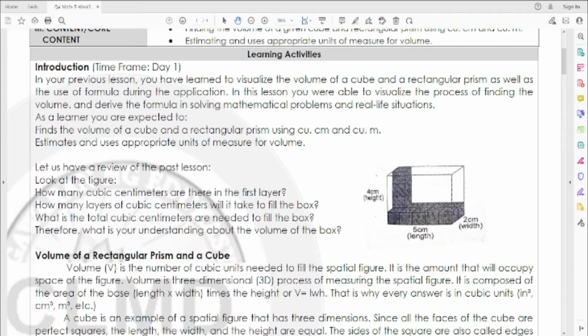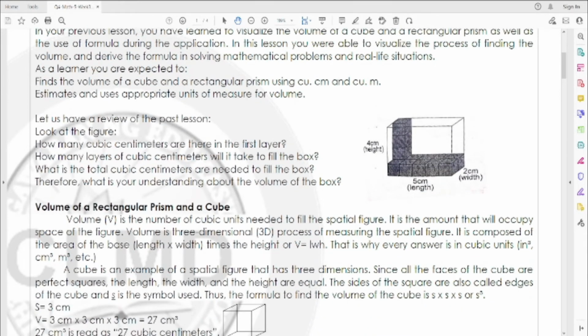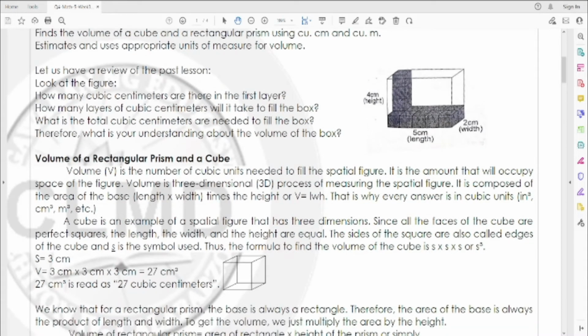Then, what is the total cubic centimeter needed to fill the box? So the entire box, how many cubic centimeters are needed in order to fill this box? Therefore, what is your understanding about the volume of the box? And now, let's proceed with our topic, volume of a rectangular prism and a cube.